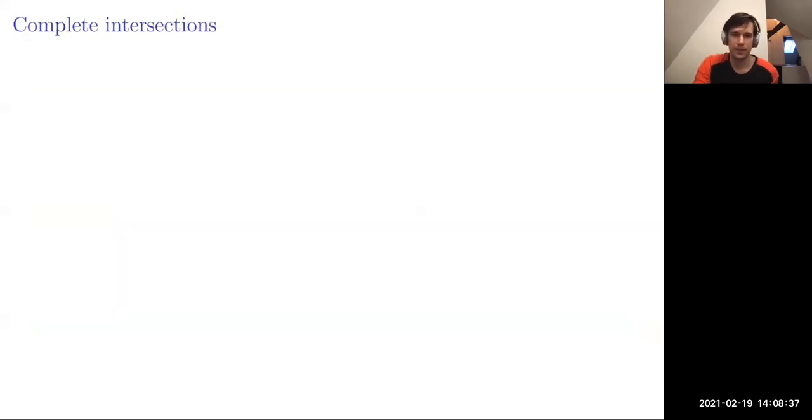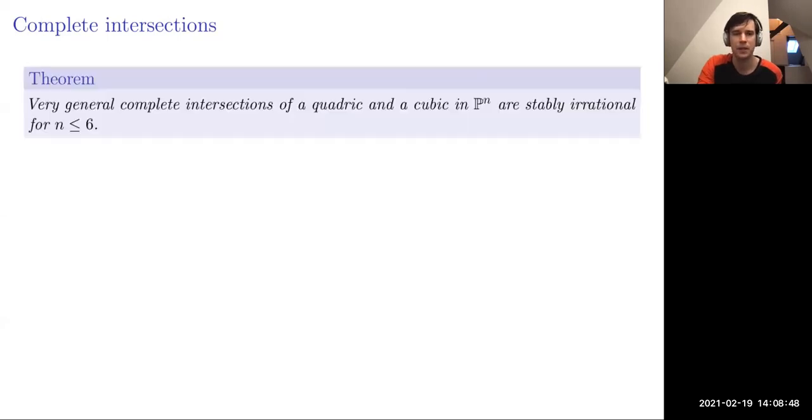But of course there are some other applications as well. The method is not limited to hypersurfaces. For instance, we can talk about complete intersections in P6. If you take a very general complete intersection of a quadric and a cubic, this is stably irrational if this has dimension at most four.